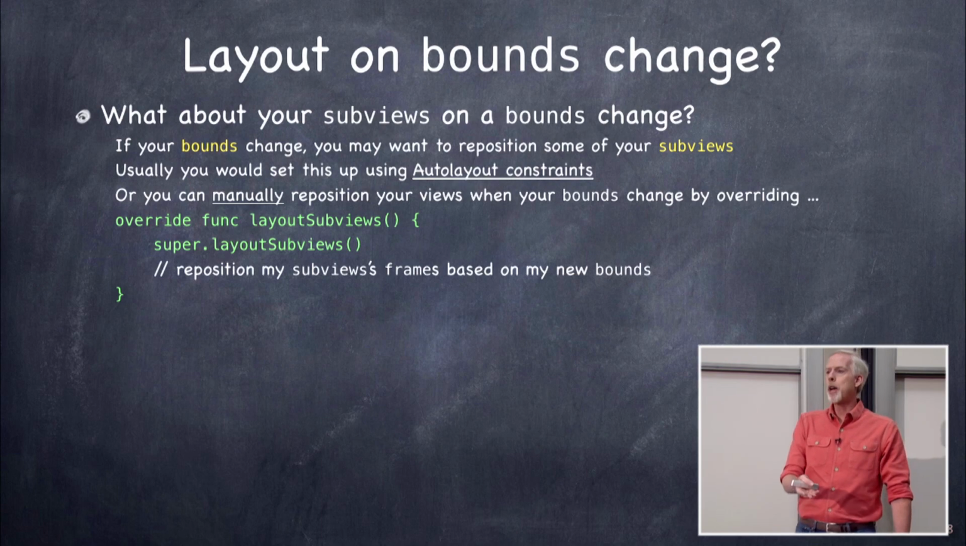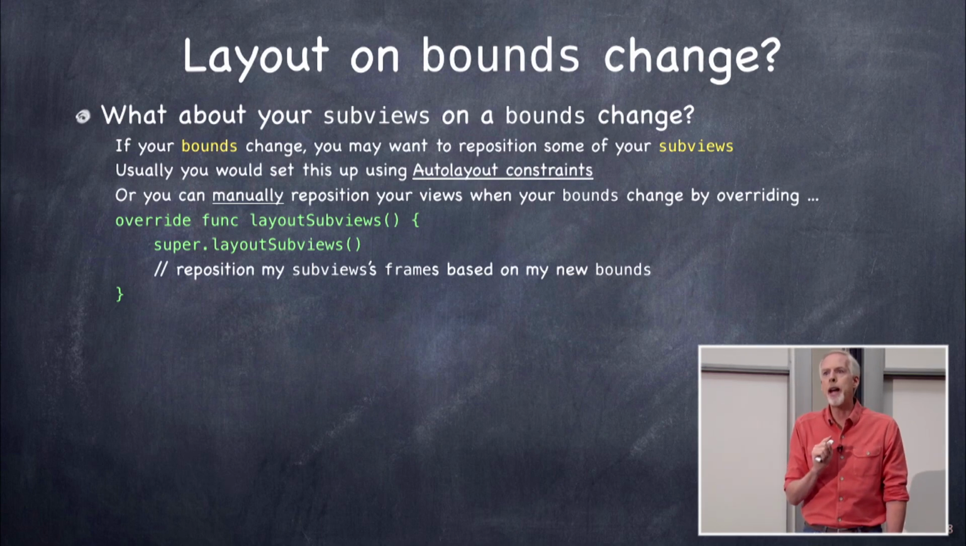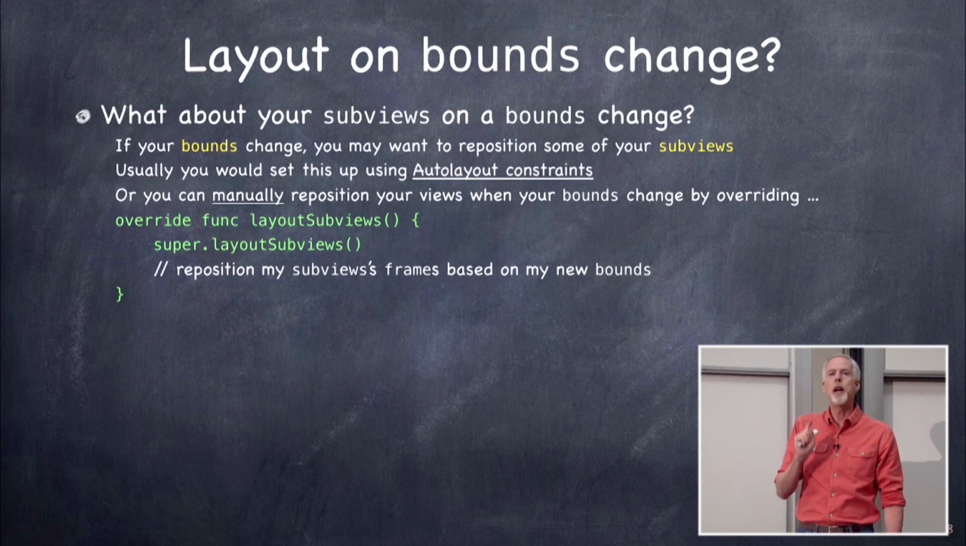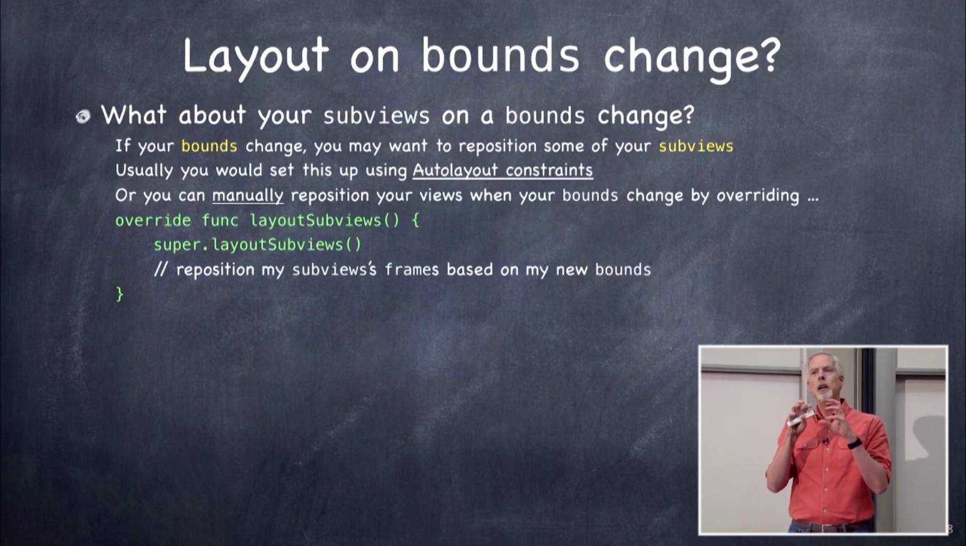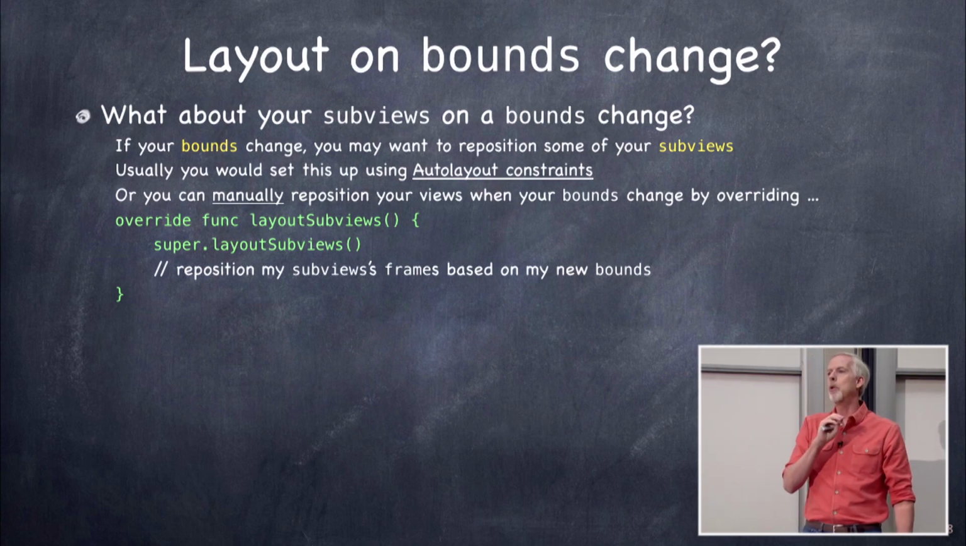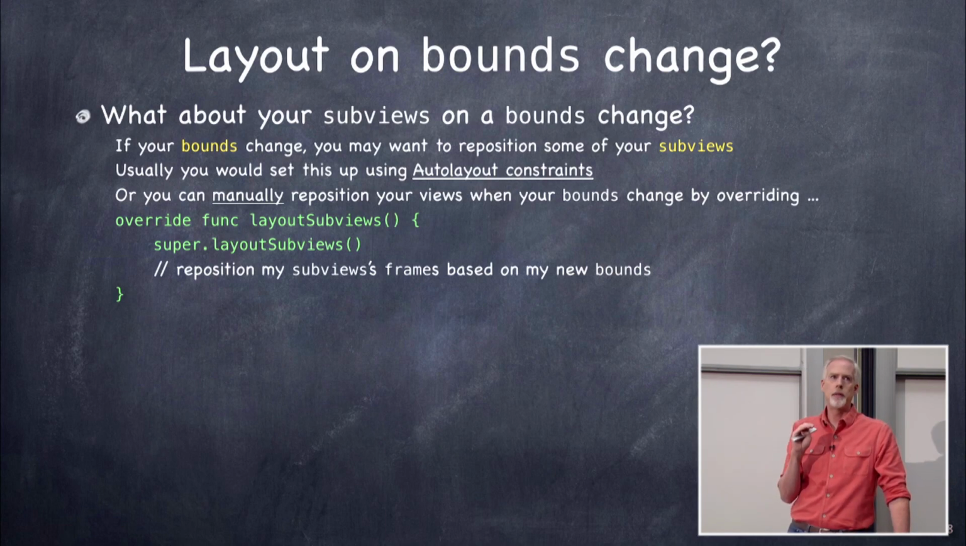Now, what's the one time when you're not going to implement this method? Is if you have subviews and you have auto layout on those subviews. Okay? If you have auto layout on your subviews, then the auto layout constraints will determine where the new frames are. Okay? So this would only be for views where you're not using auto layout.